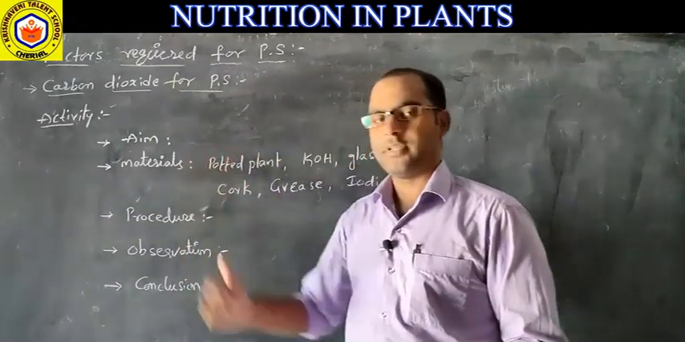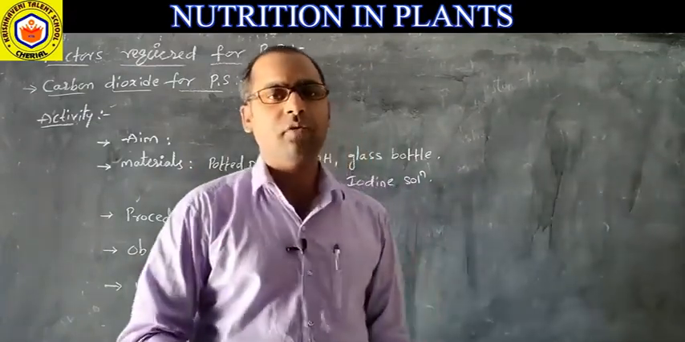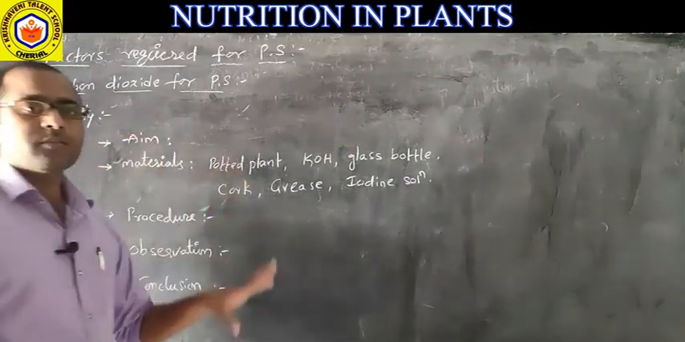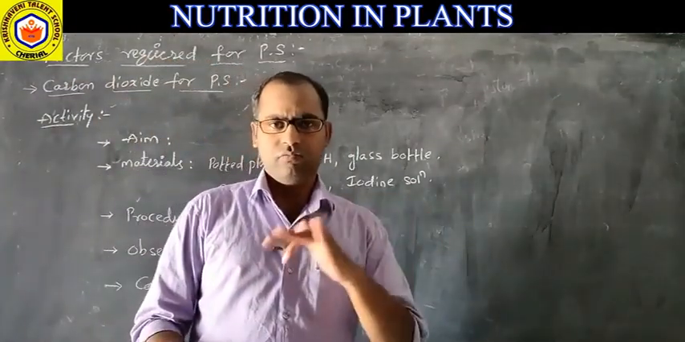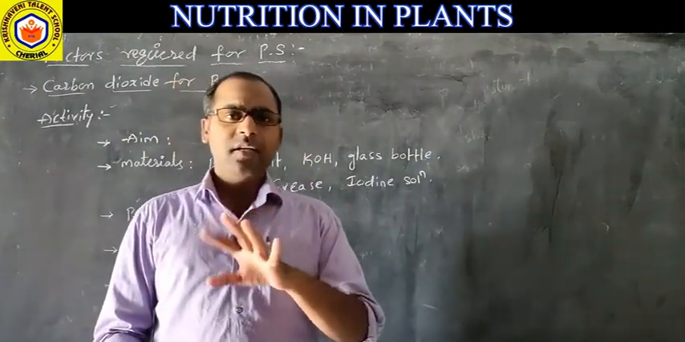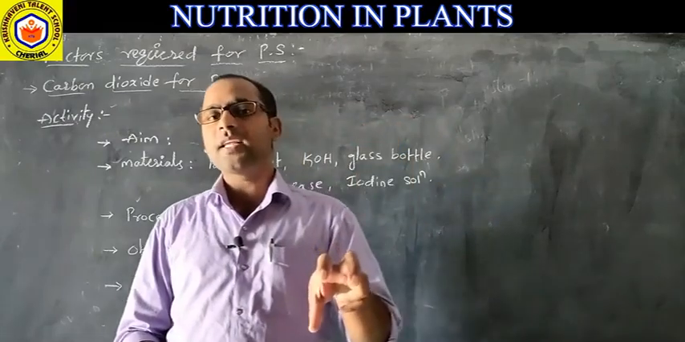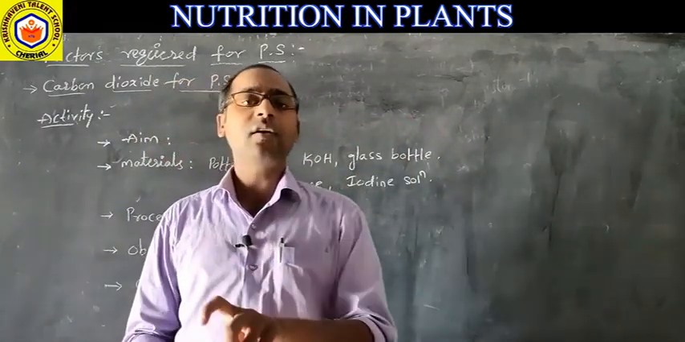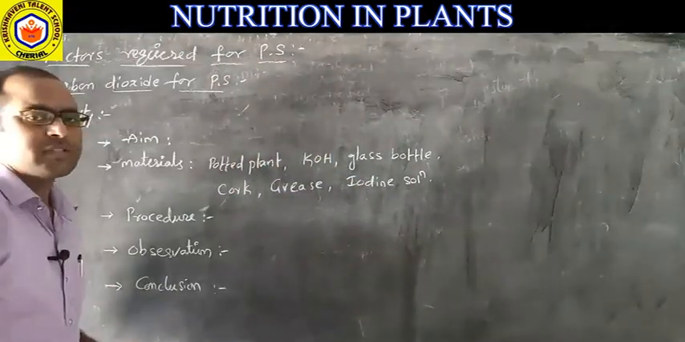Let us see in this activity. So what is the activity we are going to perform, and why? To prove that carbon dioxide is necessary for photosynthesis. So we came to an understanding that there is a relation between air and photosynthesis. From air, which part of the air is required for photosynthesis? That we have to confirm now, right? Let us perform this activity.